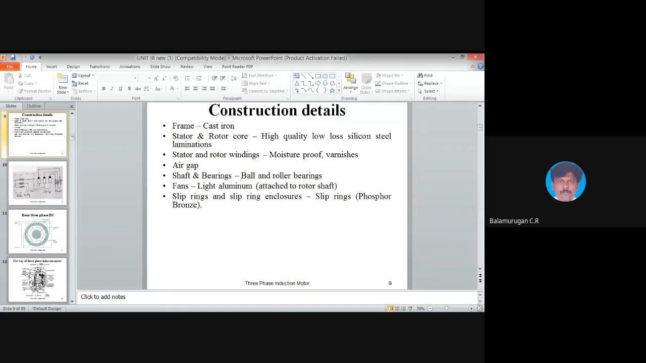We discussed the slip rings and enclosures. The material we are using for the slip rings is phosphor bronze. Okay, so these are the additional points related to the construction.